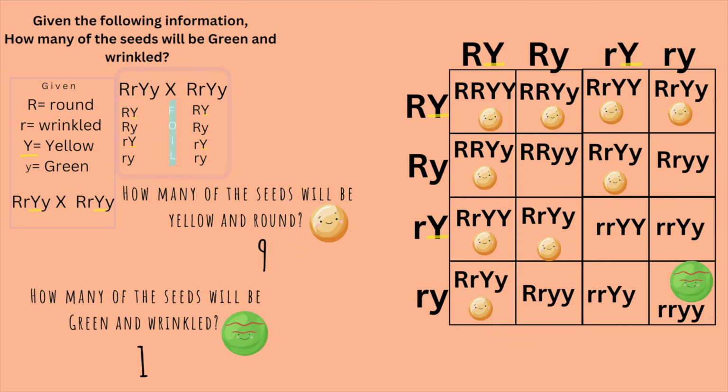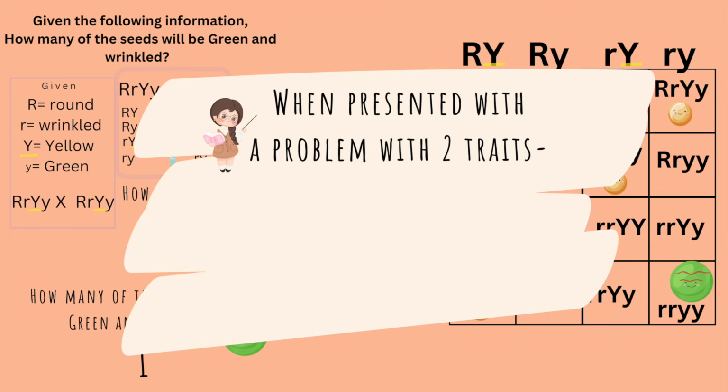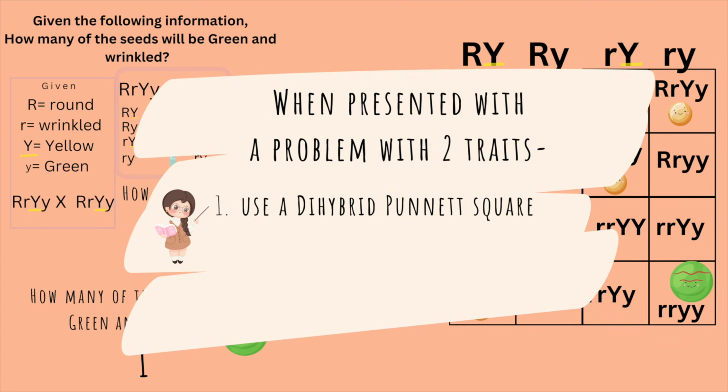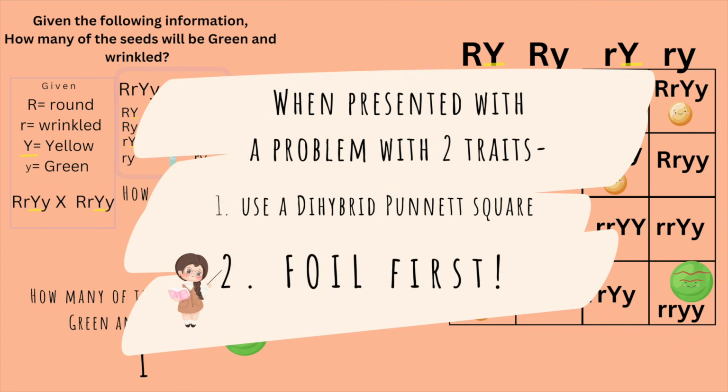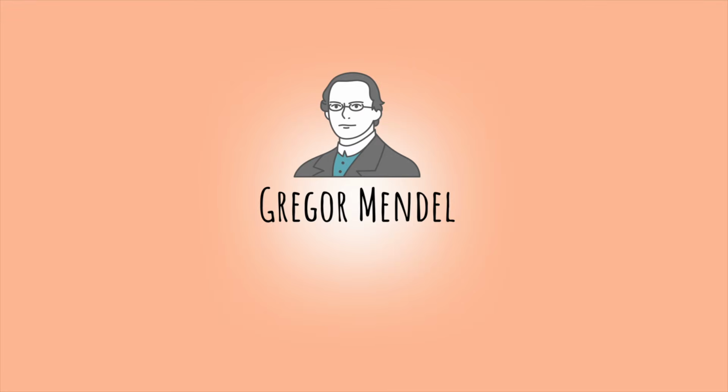Okay, so just remember when you are presented with a question involving two traits, you need to use a dihybrid square with 16 boxes, and remember to foil first. Okay, so we're done with the fun stuff. We know how to fill in a Punnett square and all. There are a few facts you need to know as well as exceptions you need to know. So let's go ahead and review those really quick.